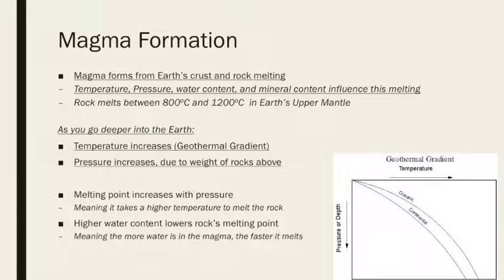So the melting point of this rock and crust increases with pressure. That means that it takes a higher temperature to melt the rock when it's under more pressure. And at the same time, if there's more water within the rock, then it's also going to melt quicker.